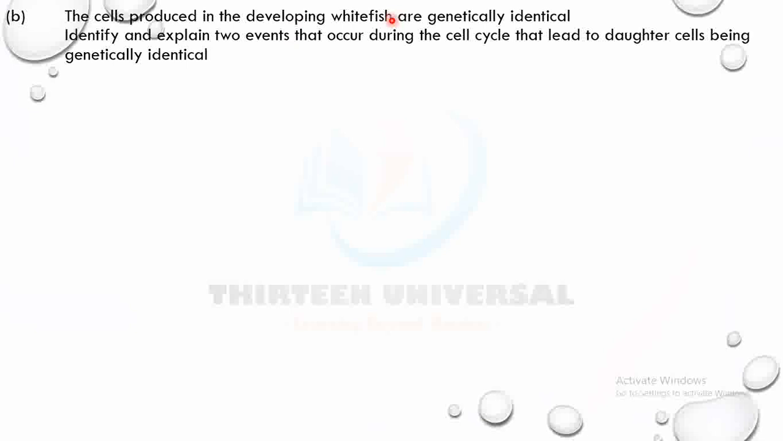The cells produced in developing whitefish are genetically identical. Identify and explain 2 events that occur during the cell cycle that lead to daughter cells being genetically identical. Try this. What are the events that cause cells to become genetically identical? Guys, in the cell cycle. Pause this, try this. Now I think the first one is semi-conservative replication of DNA that occurs in S phase. That causes genetically identical cells. It's part of it. Then the second one is during metaphase, the chromosomes align at the equator.